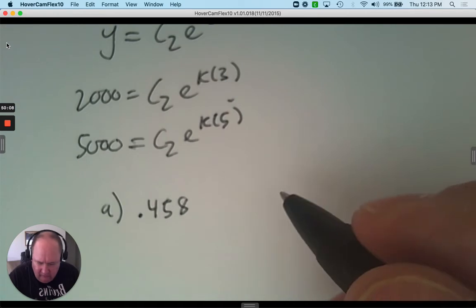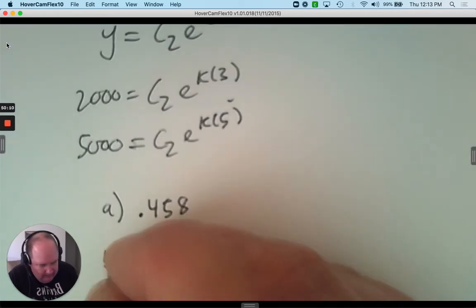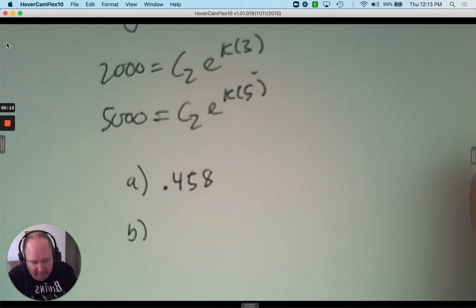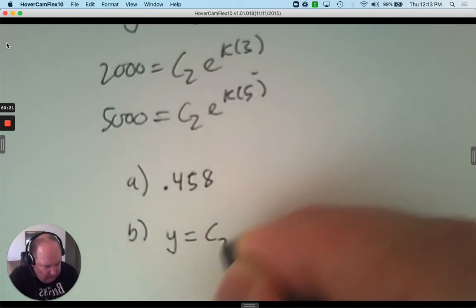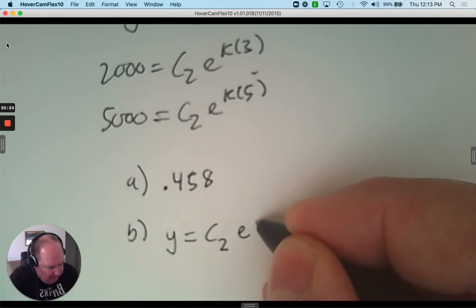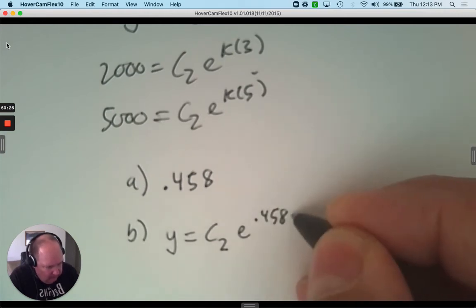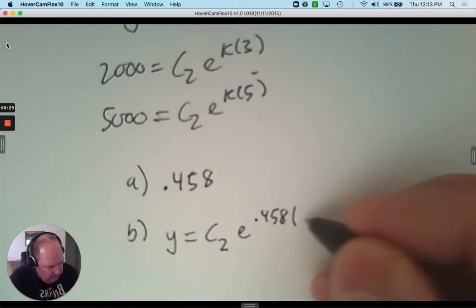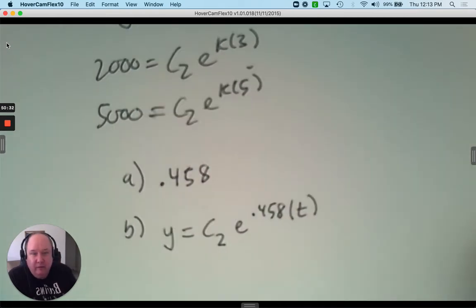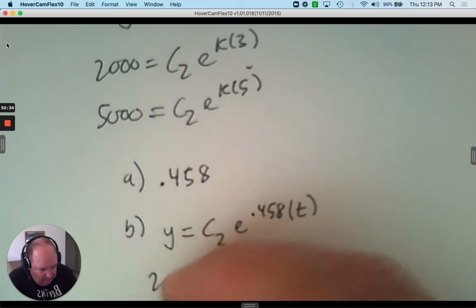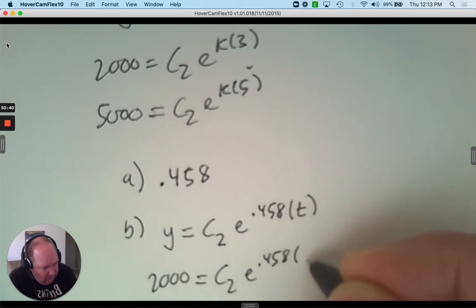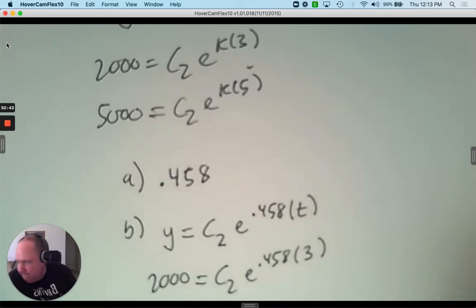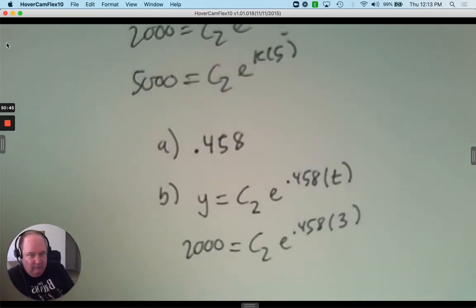Part B, as a percent, or just the growth rate? Just the growth rate. Part B, the number of bacteria initially introduced into the culture. So now I have that ability. So I'm going to write this equation down. I now know what k is, so I'm not going to use the rounded answer. It's 0.458. So I'm going to take one of the values. So 2,000 was present when t is 3, right?